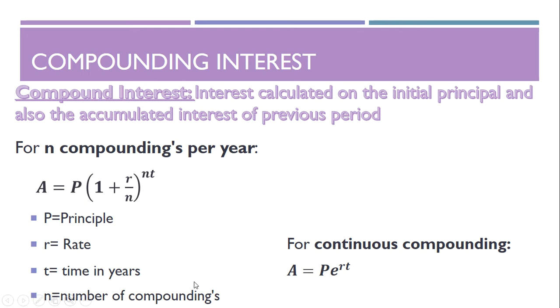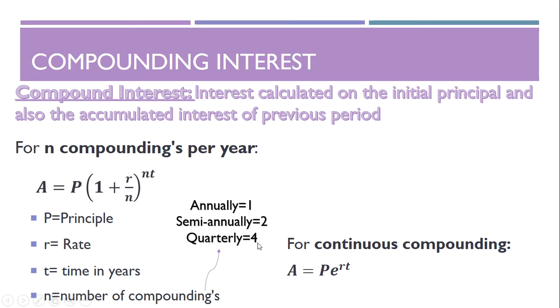And then N is the number of compounding. So how many times a year is the interest added into your account? There's something else called continuous compounding, which we're going to talk about in a moment. But first, the number of compoundings: if it's annually, that would be once a year, semi-annually would be twice a year, and quarterly would be 4 times a year.